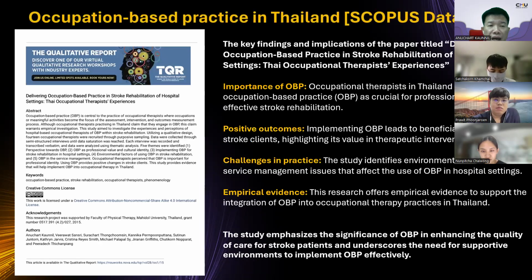Okay. After that, this goes in depth into stroke rehabilitation. I found the key findings on the delivery of occupation-based practice for stroke rehab in a Bangkok hospital at the time, in the outskirt area. The importance of OBP: I tried to evaluate this. OBP in Thai occupational therapy is recognized as crucial for professional identity, and it can be effective for stroke. Implementing it leads to benefits for stroke patients and highlights the value of therapeutic intervention.